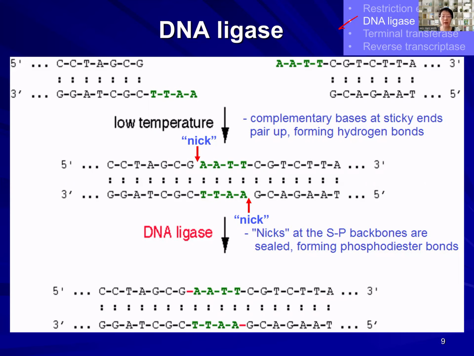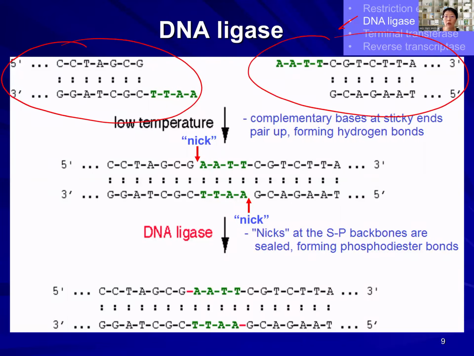So in this case here, for example, you've got two DNA, one on the left and one on the right. And both of them have sticky ends. And these two sticky ends are complementary because the A can pair with the T, and the T can pair with the A. So they're complementary sticky ends. So at low temperature, this allows hydrogen bonds to form.